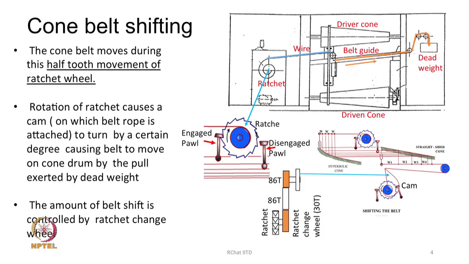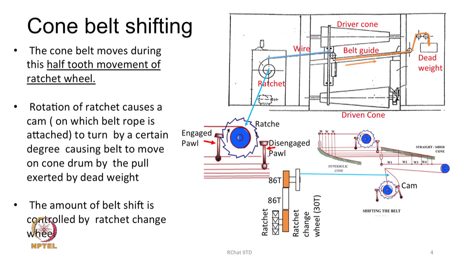And therefore, as soon as the ratchet turns by half a tooth, on the other side of the ratchet, which is not shown here, the ratchet is connected through a set of gears. See here, the ratchet change wheel is there, an 86 teeth gear is there, another 86 tooth gear, and then there is another wheel on which this cam or eccentric is mounted. This is also shown here.